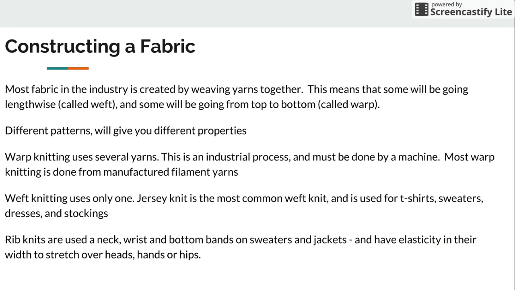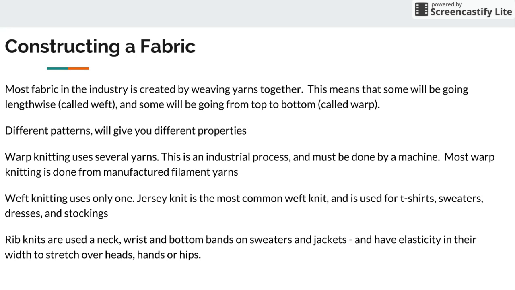Constructing a fabric. So most fabric in the industry is created by weaving yarns together. That means that some are going lengthwise and some are going from top to bottom, like crosses. And different patterns will give you different properties. Warp knitting uses several yarns. This is an industrial process, and it has to be done by a machine. It can't be done by hand knitting. So warp knitting is done with manufactured filament yarns that are kilometers long.